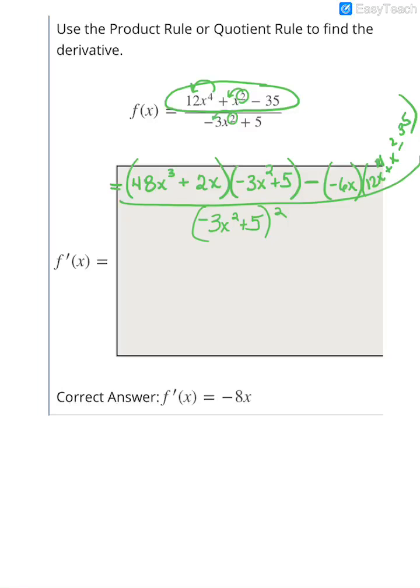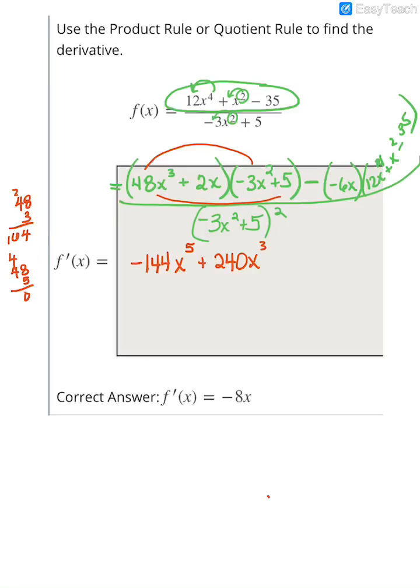Okay, so let's clean it up and see what we have here. We're going to have to actually FOIL here. If I multiply that, 48 times a negative 3, I'm going to get a negative 144, and then that is x to the 5th power. And then on the outside, if I multiply 48 times the 5, I get plus 240 times x cubed. And then on the inside, 2 times negative 3 would be negative 6, so that is times x cubed. And then on the last, 2x times 5 gives me 10x.